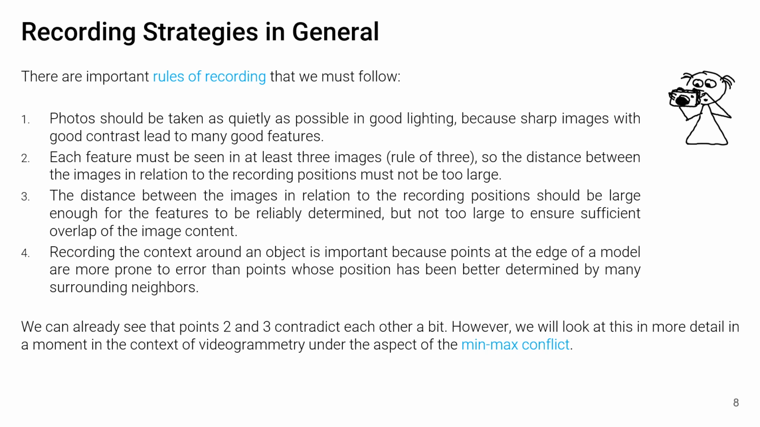Third, the distance between the images in relation to the recording positions should be large enough for the features to be reliably determined, but not too large to ensure sufficient overlap of the image content. We can already see that points 2 and 3 contradict each other a bit. However, we will look at this in more detail in a moment in the context of videogrammetry under the aspect of the min-max problem. Fourth, recording the context around an object is important because points at the edge of a model are more prone to error than points whose position has been better determined by many surrounding neighbors.